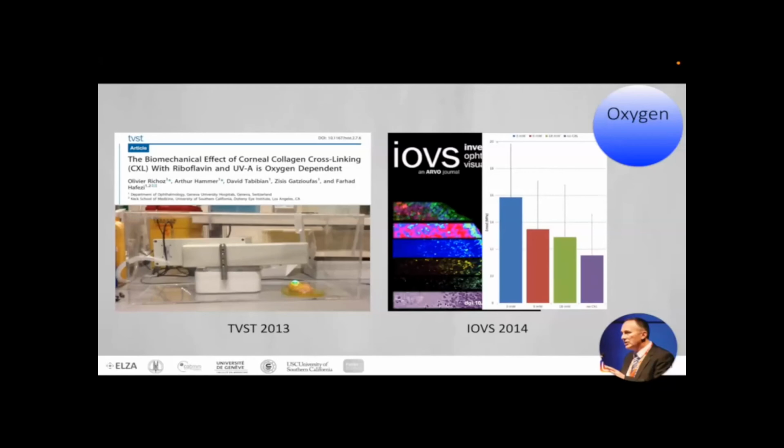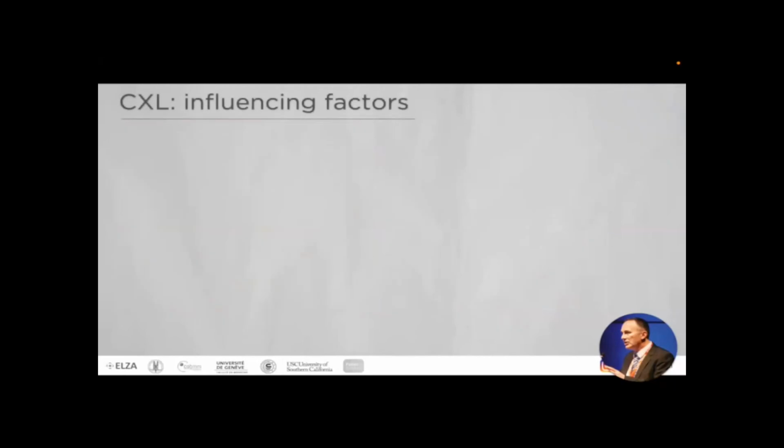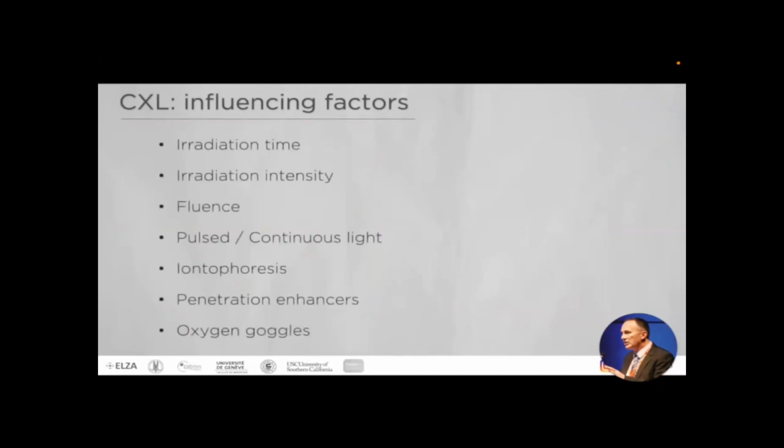Watch this video, this single slide, and then you will be perfectly fine understanding all these different factors and how all these different factors play together to influence the cross-linking procedure. Now, these factors play a role in epi-off and epi-on. Let's concentrate on epi-off for now.